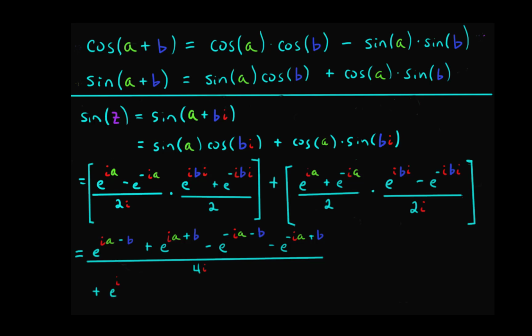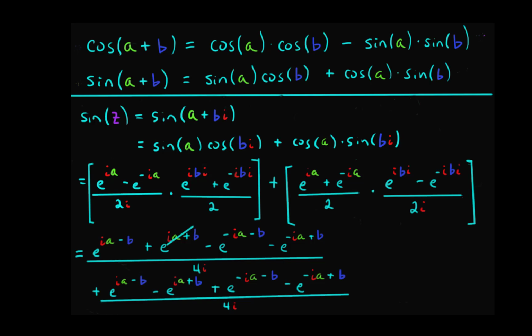And now moving on to the next bracketed term, multiplying this out, we would have e to the ia times e to the ibi, which equals e to the ia minus b. And then e to the ia times negative e to the negative ibi, that would just equal minus e to the ia plus b. And then the third term here would be plus e to the negative ia times e to the ibi, so that would be plus e to the negative ia minus b. And the final term would be plus e to the negative ia times negative e to the minus ibi, so we would get minus e to the negative ia plus b, all over 4i again.